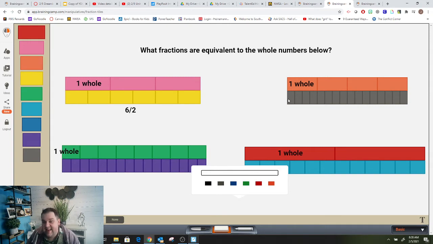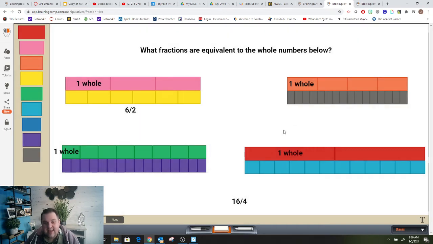Okay, so in the black tiles, we see a fraction represented. We see first the numerator, how many pieces total there are. 1, 2, 3, 4, 5, 6, 7, 8, 9, 10, 11, 12, 13, 14, 15, 16 pieces. There's 16 pieces here. Now, to find our denominator, we need to figure out how many pieces are in one whole. So let's look at one whole here. 1, 2, 3, 4 pieces are inside one whole. 16/4 is the fraction represented with those black tiles here.